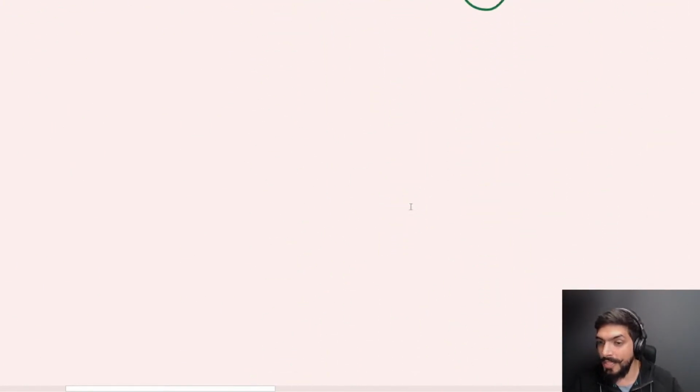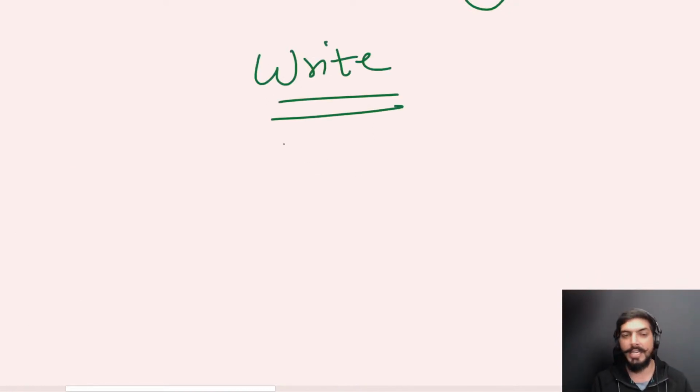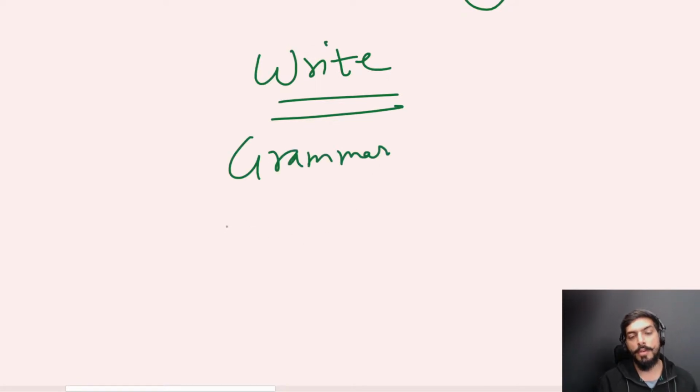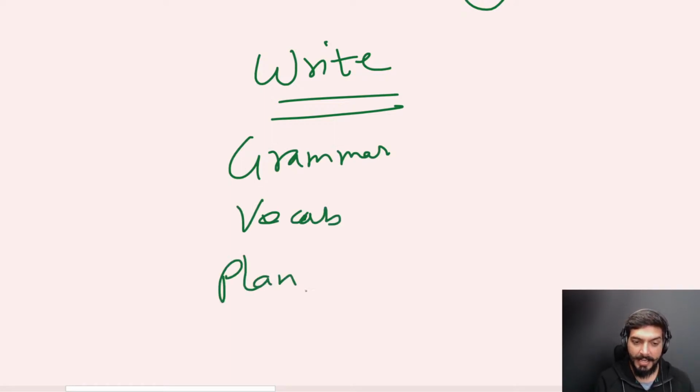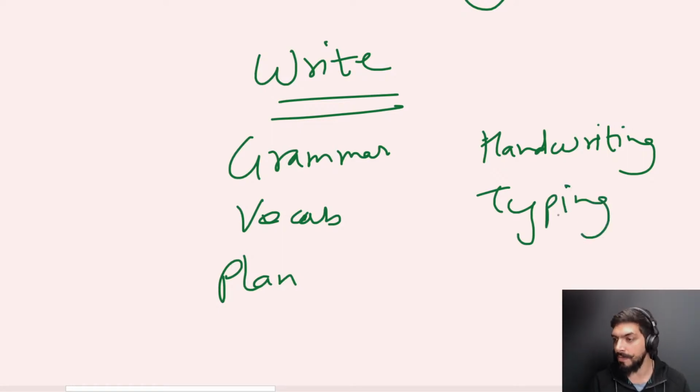Now let's talk about the problems associated with your writing. When you write anything, the problems that are associated are your grammar, your vocabulary, your planning method, your handwriting, or sometimes not just handwriting, because nowadays they're starting CBT, then your typing speed as well as an issue, right?